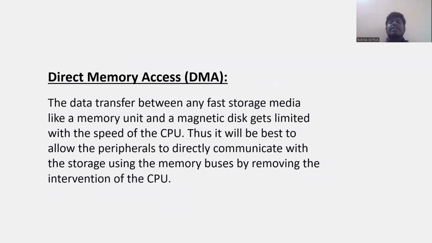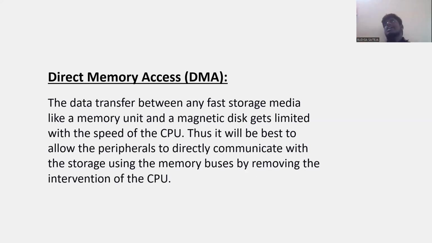The third one is direct memory access. The third type of data transferring mode is direct memory access. The data transfer between any fast storage media like a memory unit and a magnetic disk gets limited with the speed of the CPU. Thus, it will be best to allow the peripherals to directly communicate with the storage using the memory buses by removing the intervention of the CPU.